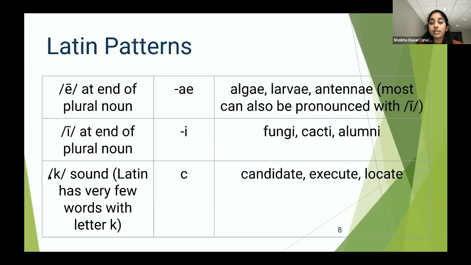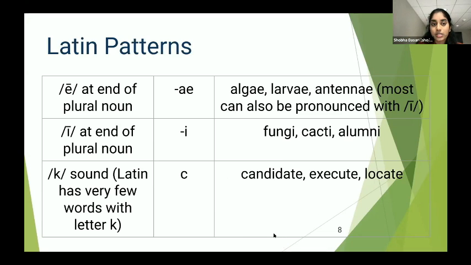In Latin, the K sound is spelled with a C. If you get a word that's from Latin, it's very, very unlikely that it will have a K. And so for the K sound in Latin, you should pretty much always use the letter C. Words like candidate, execute, and locate all have that K sound spelled with a C.